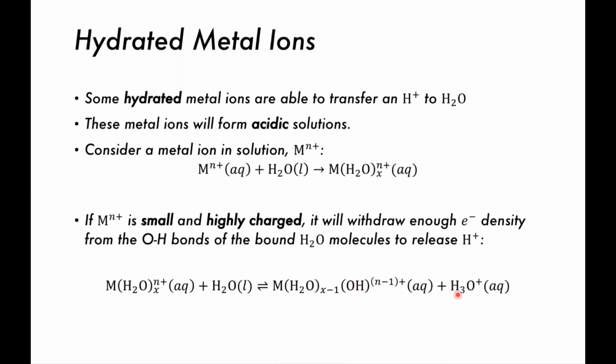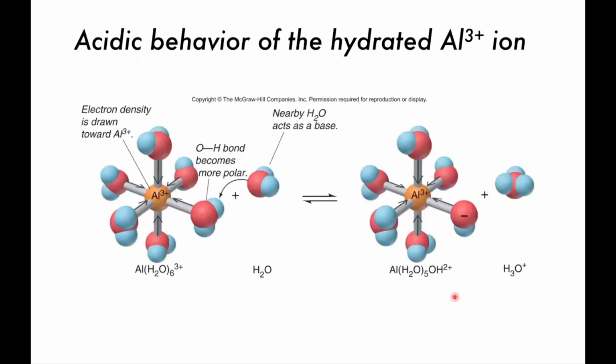So this is the process by which these hydrated metal ions produce hydronium, which is fundamental in producing our acidic solution. And so, the acidic behavior of the hydrated aluminium 3 plus ion. Electron density is drawn towards the aluminium 3 plus, and because of this, this bond becomes more polar, which weakens this oxygen-hydrogen bond, which makes it easier for the water to act as a base and come in and take this hydrogen. So we end up with this water molecule becoming a hydroxide.